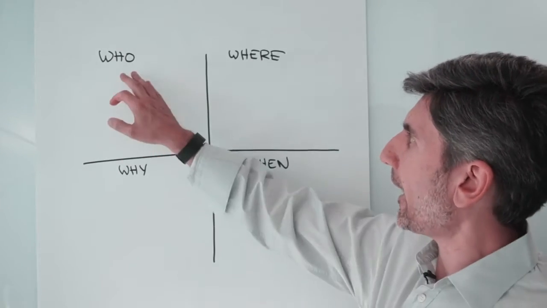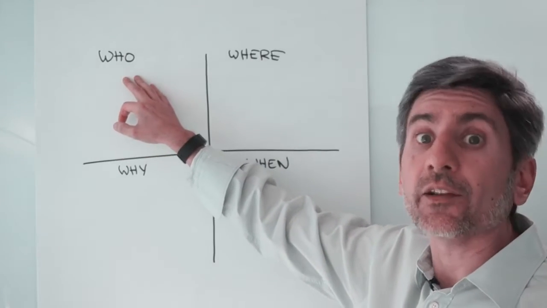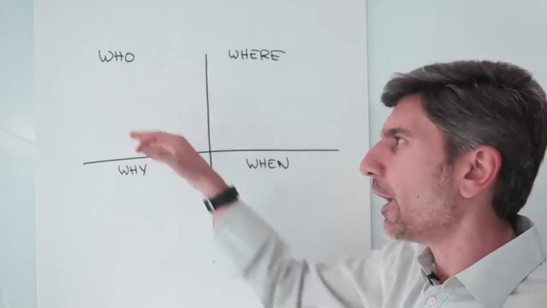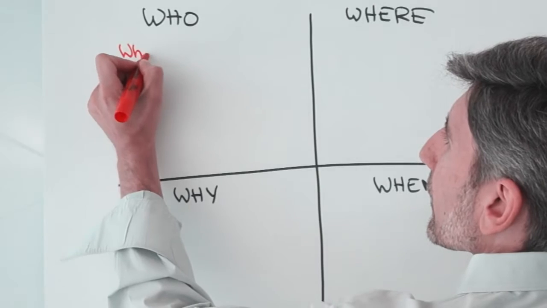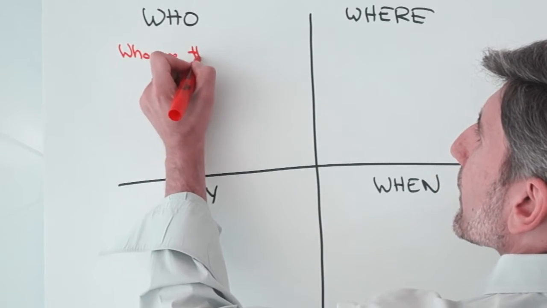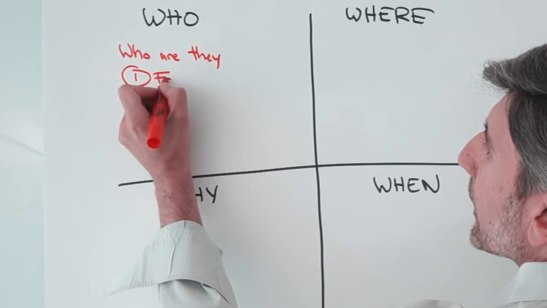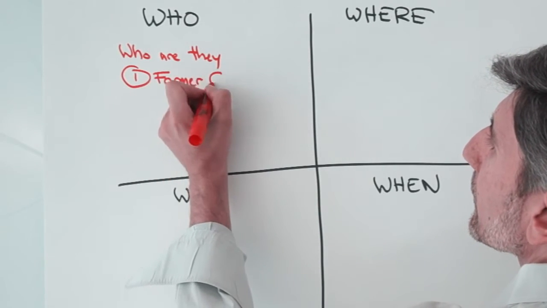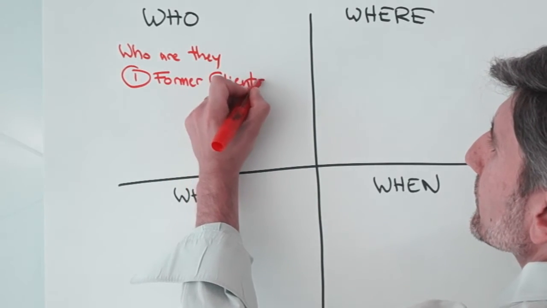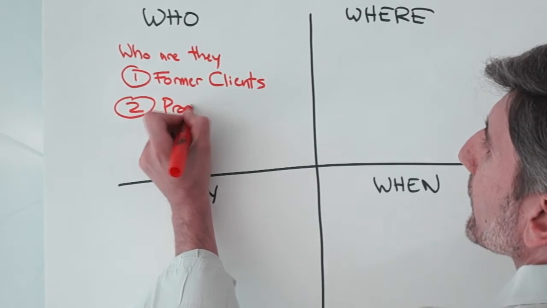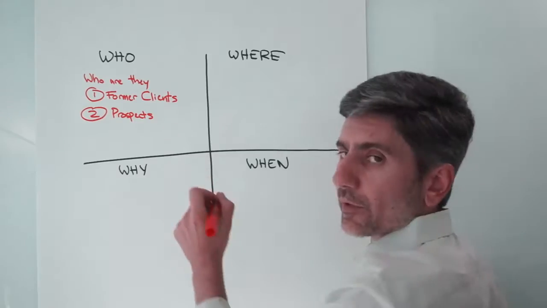So here you want to ask the who question, right? It seems like the obvious question, but that's what you want to start with. So who are they? And you can ask this in 2 ways. Number 1, former clients. Number 2, prospects who didn't become clients.